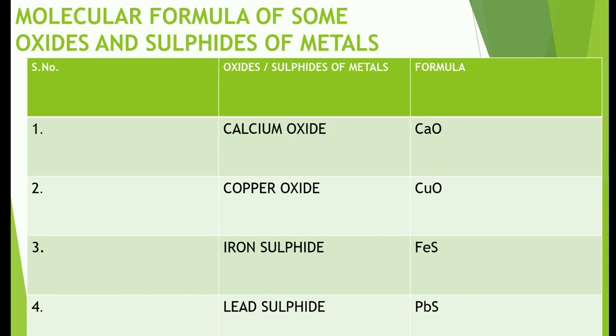Iron sulfide. Iron is represented as Fe and sulfide is represented as S, FeS. The formula becomes FeS. Lead sulfide. Lead formula is Pb, and sulfide is again represented as S. So these are some of the common molecular formula of oxides and sulfides of metals.